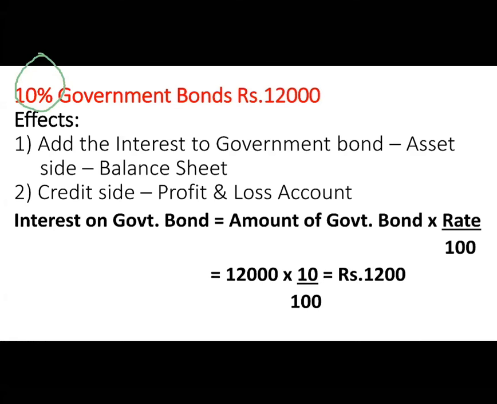Now the two effects: first, you are going to add this interest to the government bond, which will be there on the asset side of the balance sheet. And second, you will show this on the credit side of profit and loss account because it is an income for the firm. So these are the two effects of interest on government bond, which will be there with the government bond के question के साथ, which will be mentioned in the trial balance.